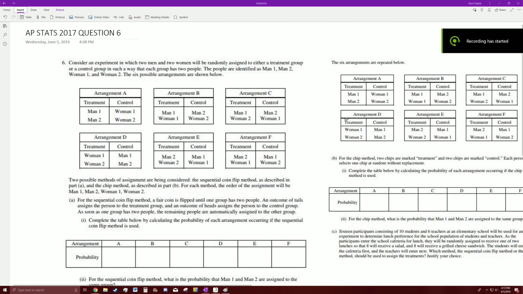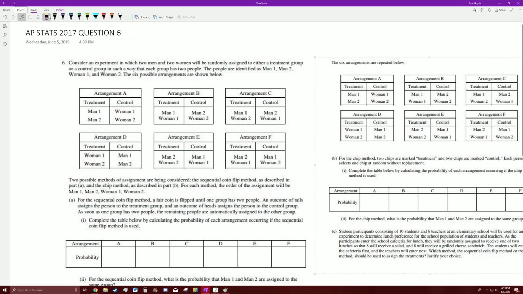Alright, so today we're looking at the investigative task from the 2017 exam. Consider an experiment in which two men and two women will be randomly assigned to either a treatment group or a control group in such a way that each group has two people. The people are identified as man 1, man 2, woman 1, and woman 2. The 6 possible arrangements are shown below.